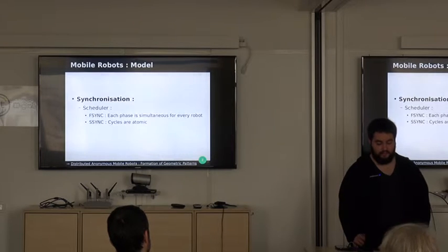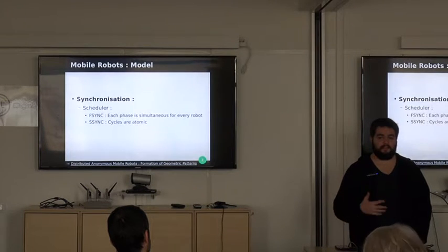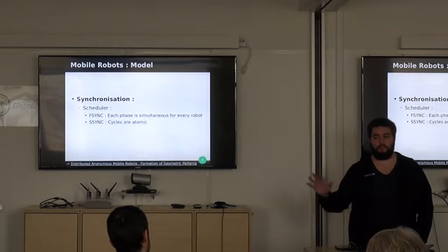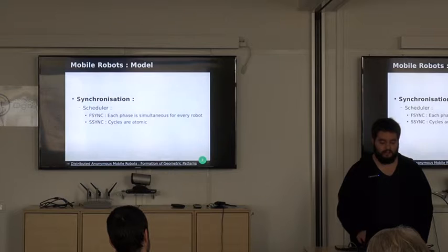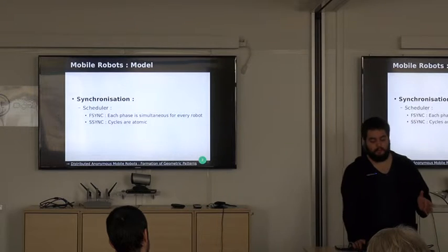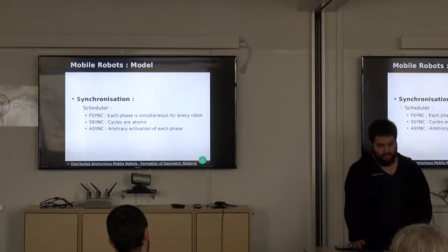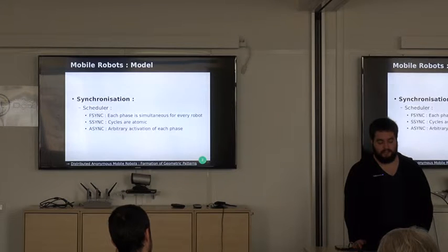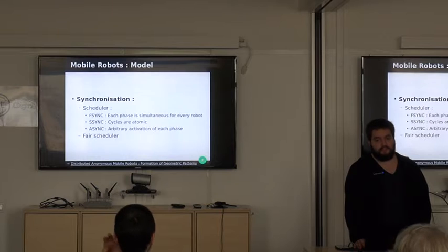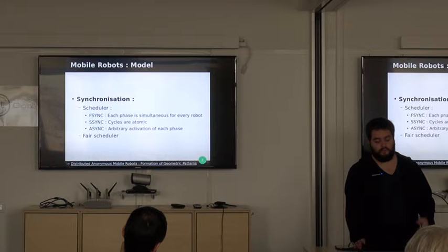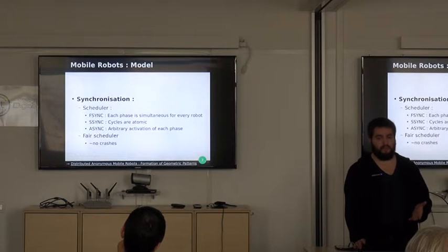Then we have the semi-synchronous scheduler, during which the cycles are atomic. So essentially, the scheduler can choose to not activate certain robots at any given time. But it cannot activate a robot while another robot is already being activated. And then we have the asynchronous scheduler that basically has a lot of freedom and can just activate robots whenever it wants. We also consider the scheduler to be fair, so it cannot just forget to activate one robot. So essentially it means that there is no crash.